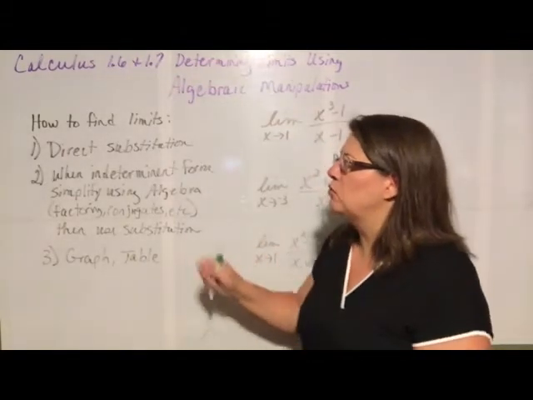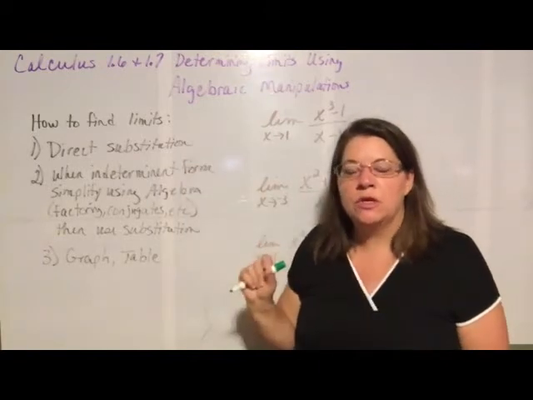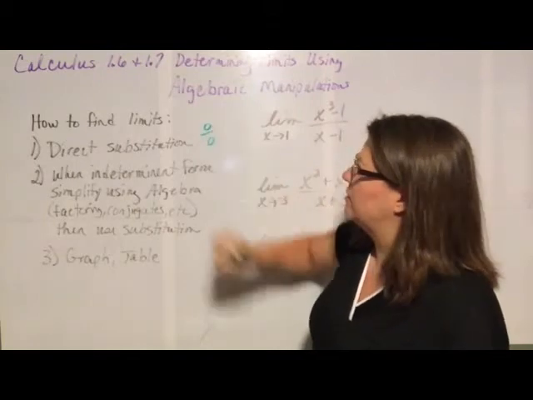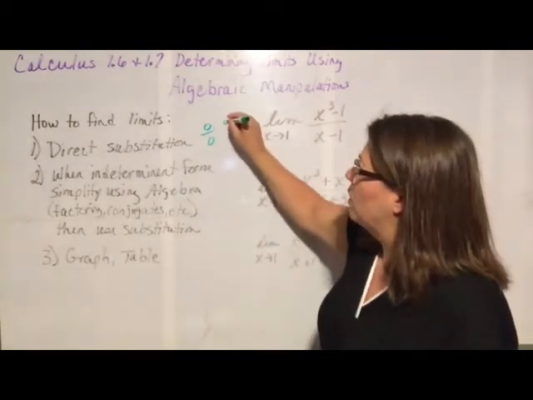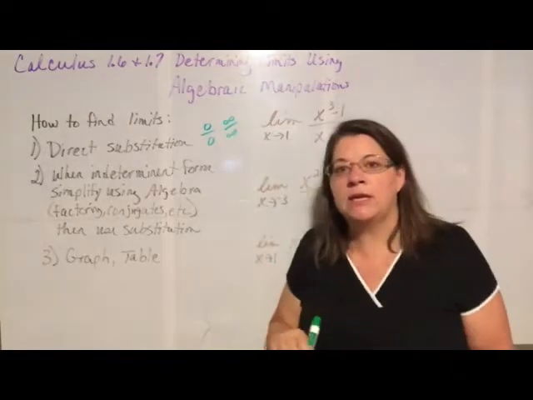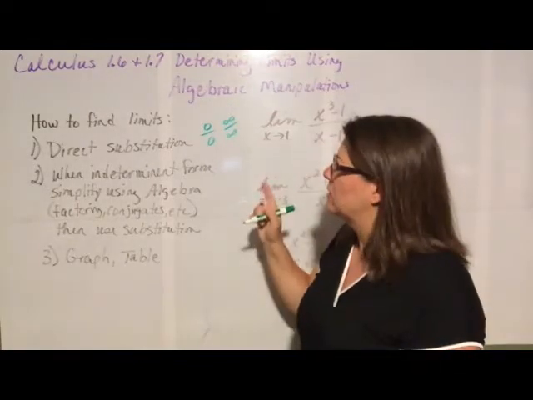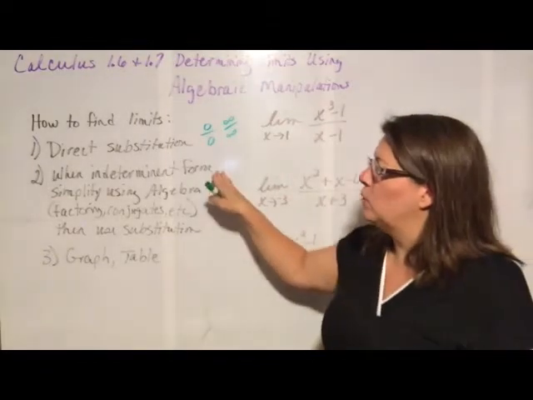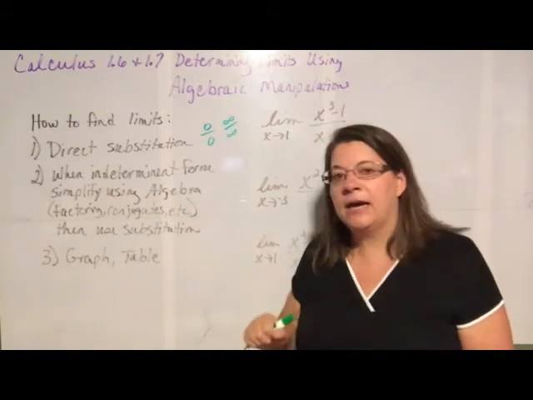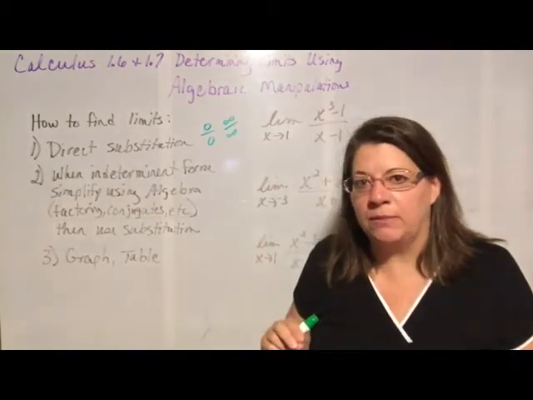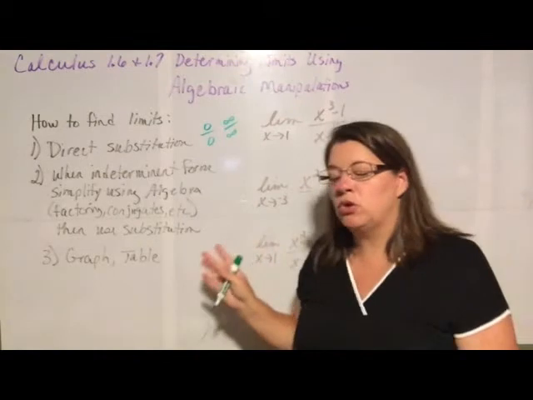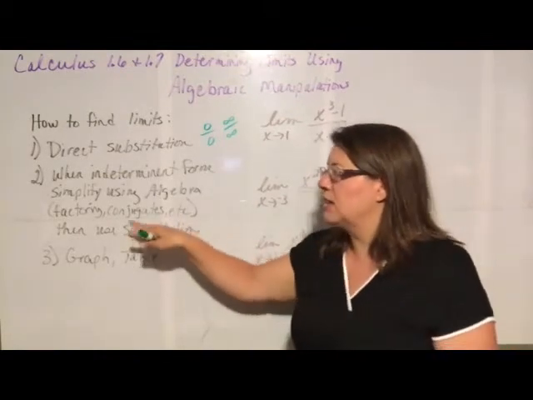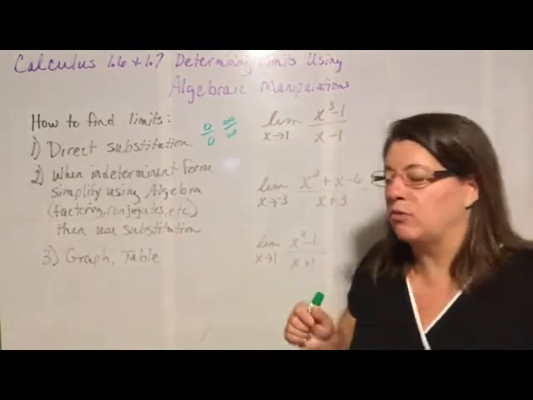You're always going to try to use direct substitution first. If that gives you the indeterminate form, remember sometimes direct substitution will give you 0 over 0 or some form of infinity over infinity, which would be considered indeterminate form. If you get an indeterminate form, then you're going to simplify that function using algebra. There are a whole bunch of different ways you could use algebra. You could factor to cancel things out. You could multiply by conjugates and things like that. And I'm going to show you some of those examples as we go through some of these.